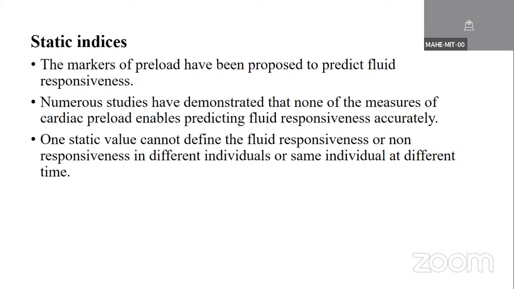The first is the static indices. Markers of preload have been proposed to predict fluid responsiveness, but numerous studies have shown, as I already told, that a single cardiac preload marker doesn't predict fluid responsiveness. One single value can't predict it. It can tell us the preload, whether the preload we have given is okay, but it doesn't predict if that preload can increase the stroke volume or not. That requires dynamic parameters.